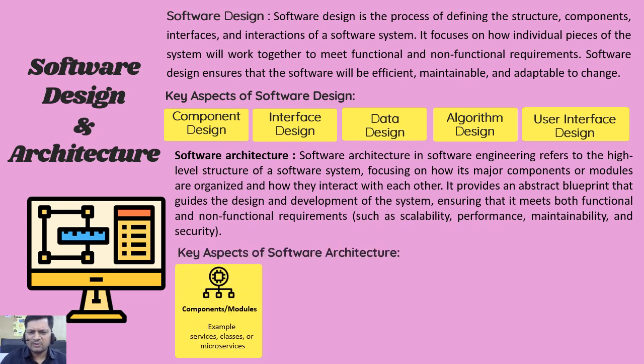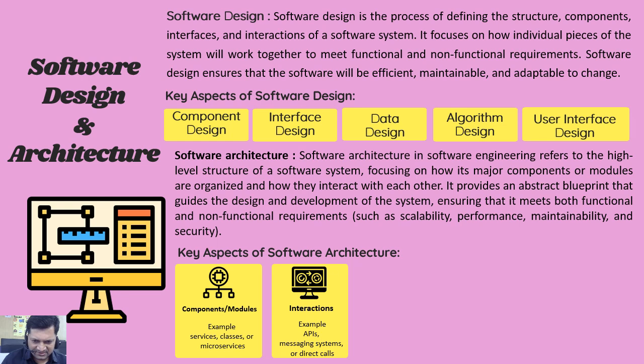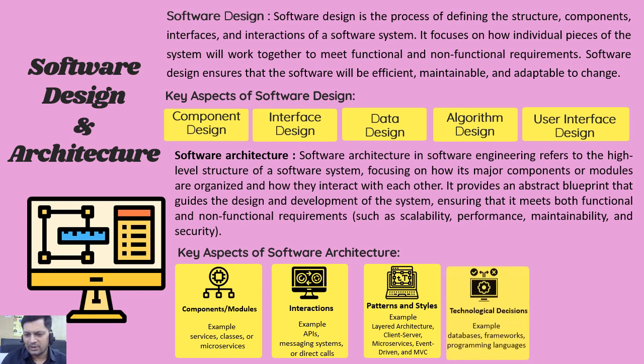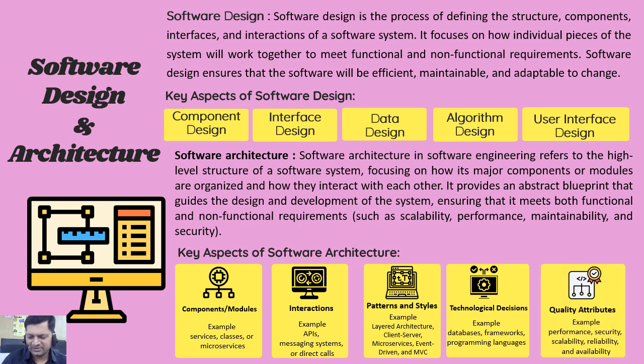Some of the key aspects of software architecture are components or modules, for example services, classes, or microservices. Interaction means APIs and messaging systems. Patterns and styles include layered architecture, client-server, microservices, event-driven, and MVC, model view controller. Then technological decisions like database, framework, and programming languages, and quality attributes like performance, security, scalability, reliability, and availability.